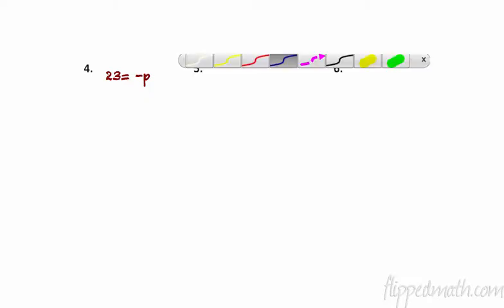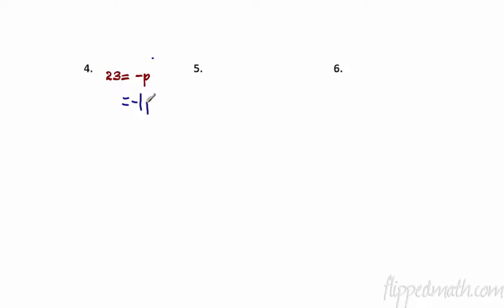All right, so on to number 4 here. The reason I like number 4 is because it has that negative in front, and we see this all the time when we're solving equations. You get down to negative x or negative p equals 23, and then how do you solve it? Well, that negative really represents a negative 1. It means the opposite of p, and one of the ways we can get the opposite of p is by doing negative 1 times p.